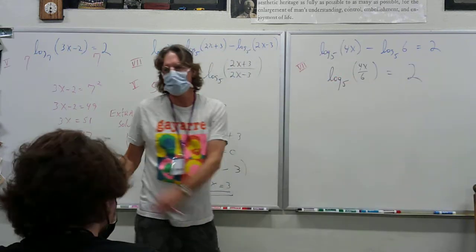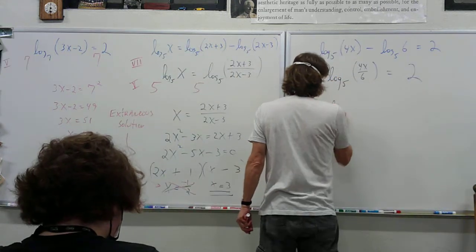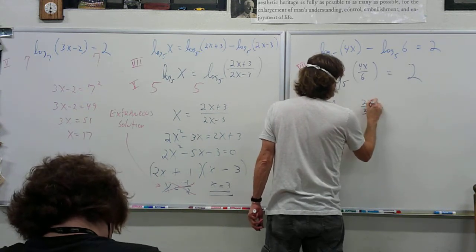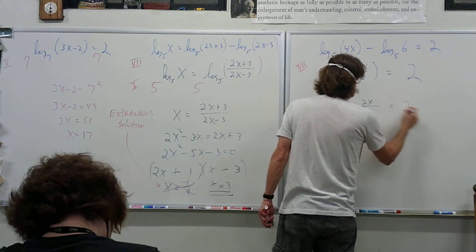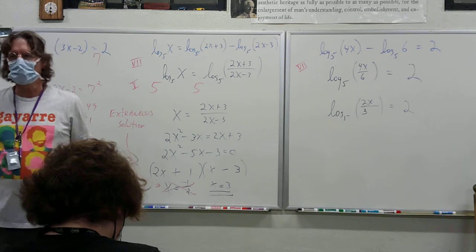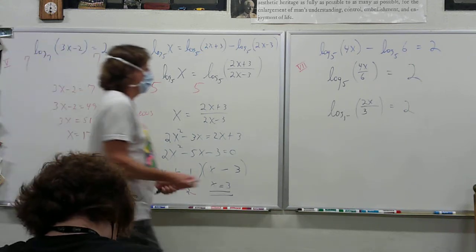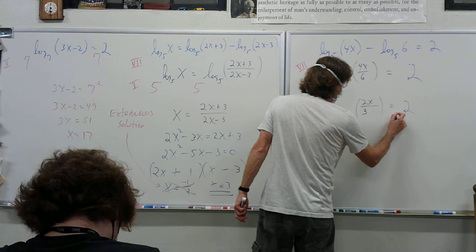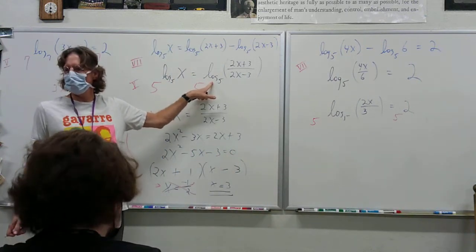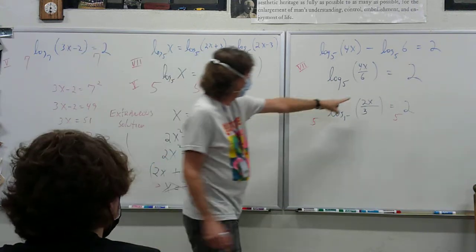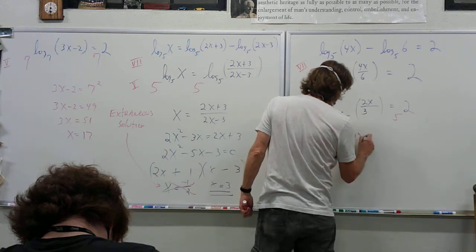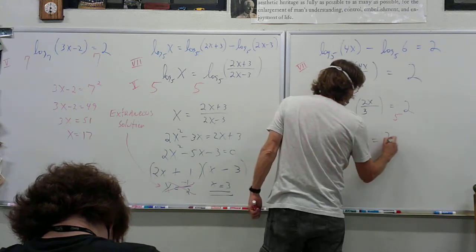Somebody says, why don't we reduce that? I agree with you. Log base 5 of 2/3 x there equals 2. What are you about to do? You're about to put a what below each one of them? 5. And here's what makes this a little bit different than the last one. You notice here you put a 5 below a log and you put a 5 below a log, right? This one you don't. This one's just going to leave 2x divided by 3 equals 25.